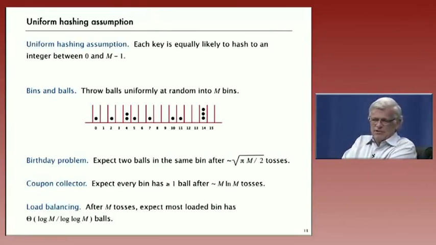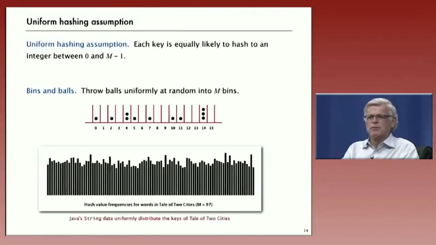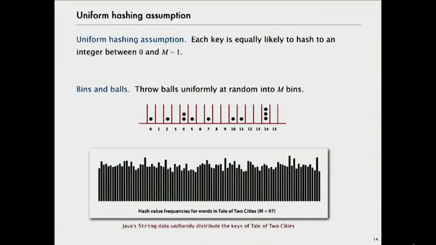In particular, it's known that after you've thrown m balls into the m bins, then the most loaded bin has about log m over log log m balls. So that's going to help us get a handle on the performance of hashing algorithms when we get to the implementations. So this is just an example showing all the words in A Tale of Two Cities using the modular hashing function for strings, like the one that Java uses, and they're pretty uniformly distributed. That's the summary for hash functions.